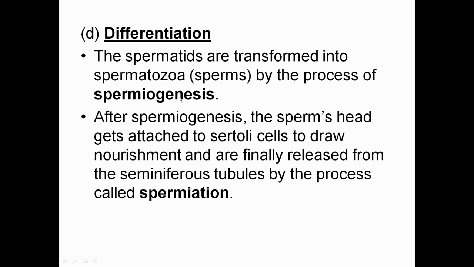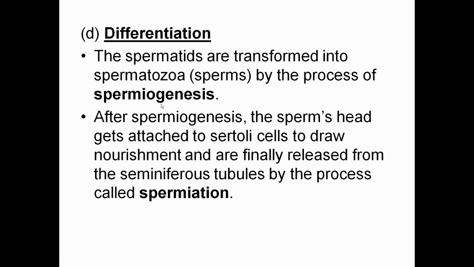Spermiogenesis is actually the differentiation process where the round cells are going to form into the sperm, and this is spermiogenesis. There is no change in the chromosomal content, only the shape of the cells is going to be changed, and this process is referred to as spermiogenesis.